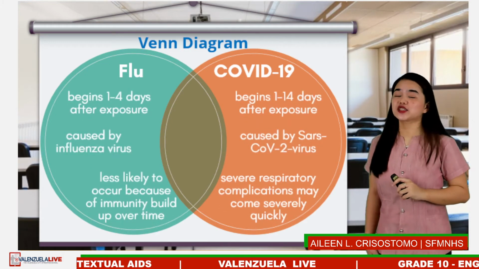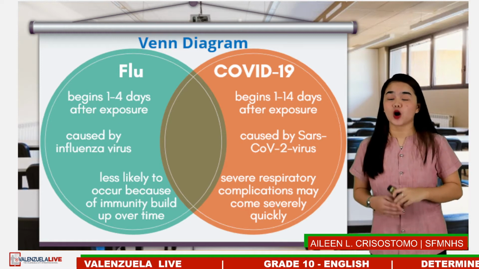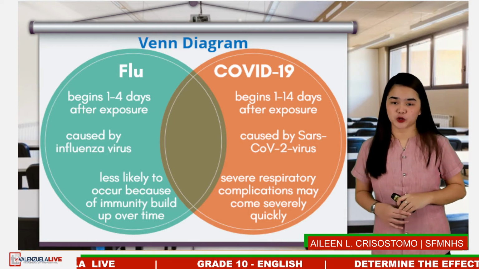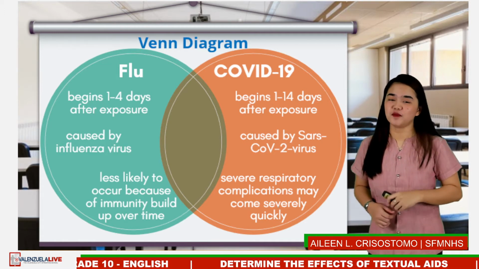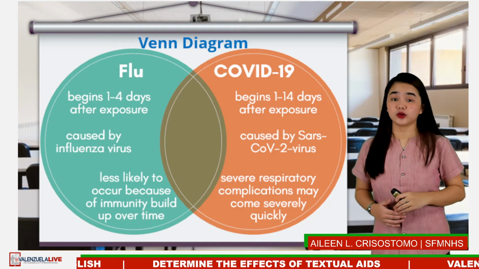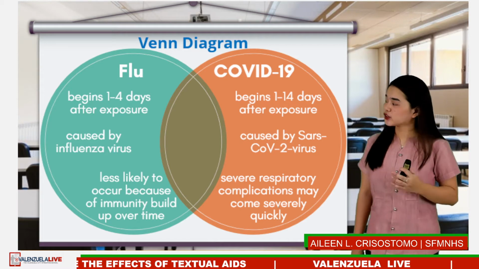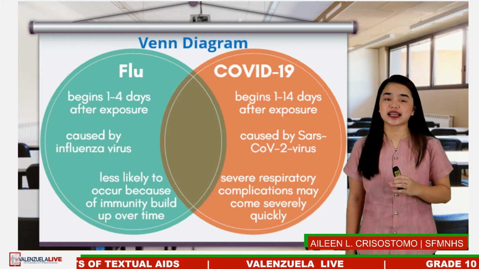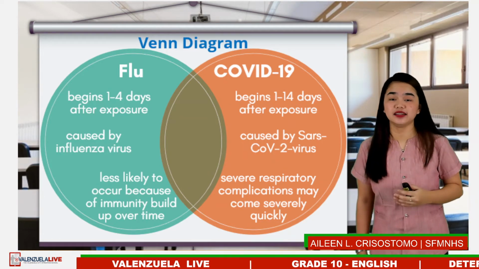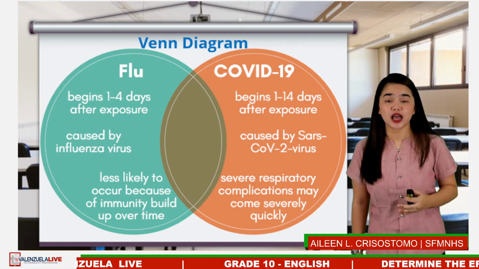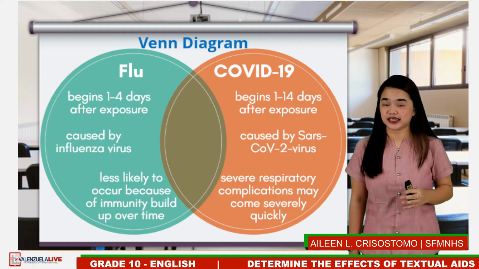Excellent. Flu begins 1 to 4 days after exposure, while COVID-19 begins 1 to 14 days after exposure. What about their cause? Awesome! Flu is caused by influenza virus, while COVID-19 is caused by SARS-CoV-2 virus. And in terms of complications, flu is less likely to occur because of immunity buildup over time. On the other hand, severe respiratory complications may come severely quickly if a person is infected by COVID-19.